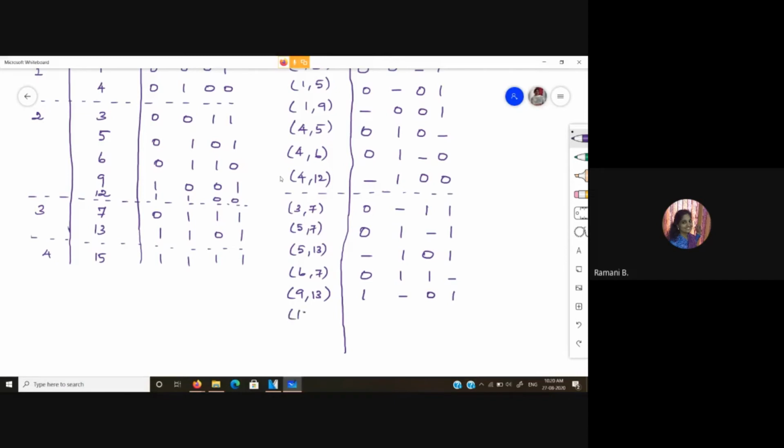And 12, 13 gives 1 1 0 dash. So with this, the next group is over. Now we compare 7, 13 with 15. So 7, 15 gives me dash 1 1 1, and 13, 15 gives me 1 1 dash 1. Okay. So all the terms from the first step are grouped over here, I suppose.